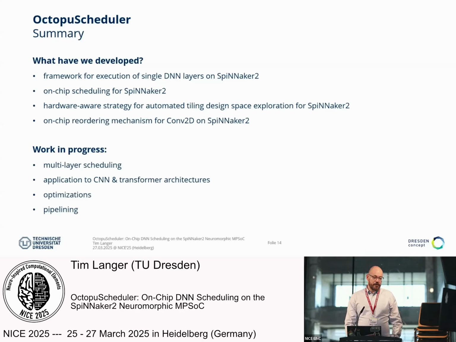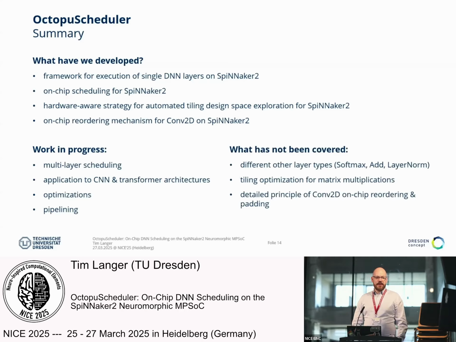And we're of course looking into optimizations. There are many levels of the system space for improvements, and we're also looking at how we can pipeline this. What has not been covered in this presentation is that there are also other layer types implemented, for example, the softmax, addition, and layer normalization that you would need for residual networks or transformer architectures. We optimize the tiling for matrix multiplications. And there are also the details of the on-chip reordering of the convolution, which I just explained shortly now.